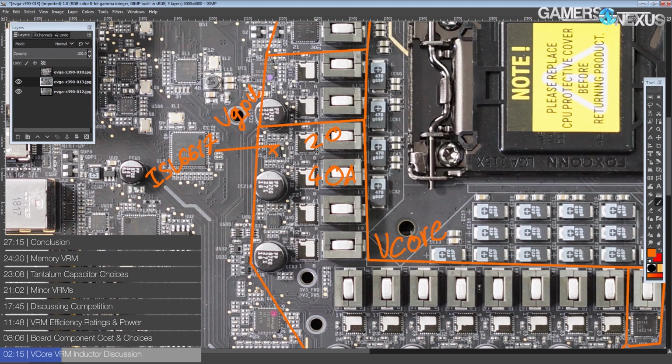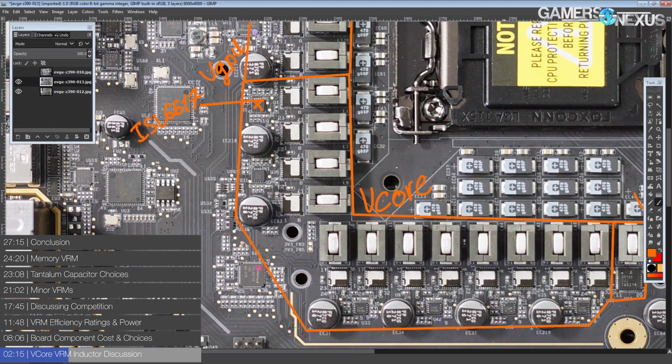So instead of you ending up with 20 amps going through the lower phase and 40 going through the upper phase, this doubler can actually avoid that, and that gives you better efficiency because you spread your loading across the entire VRM very, very uniformly.